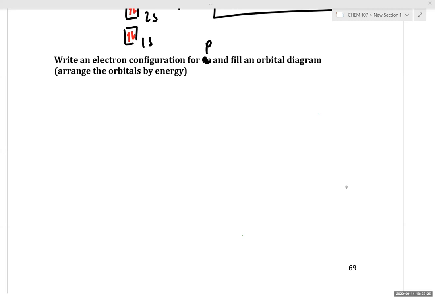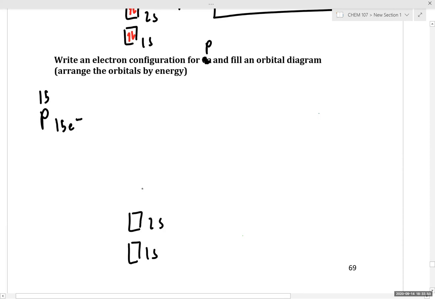The responses I'm seeing in the chat look great. So now let's discuss. For phosphorus, what is the atomic number? 15. Okay, perfect. So now we have 15 electrons to work with. Let's write out our orbital box diagram. So we have 1s, 2s, 2p, 3s, and 3p.